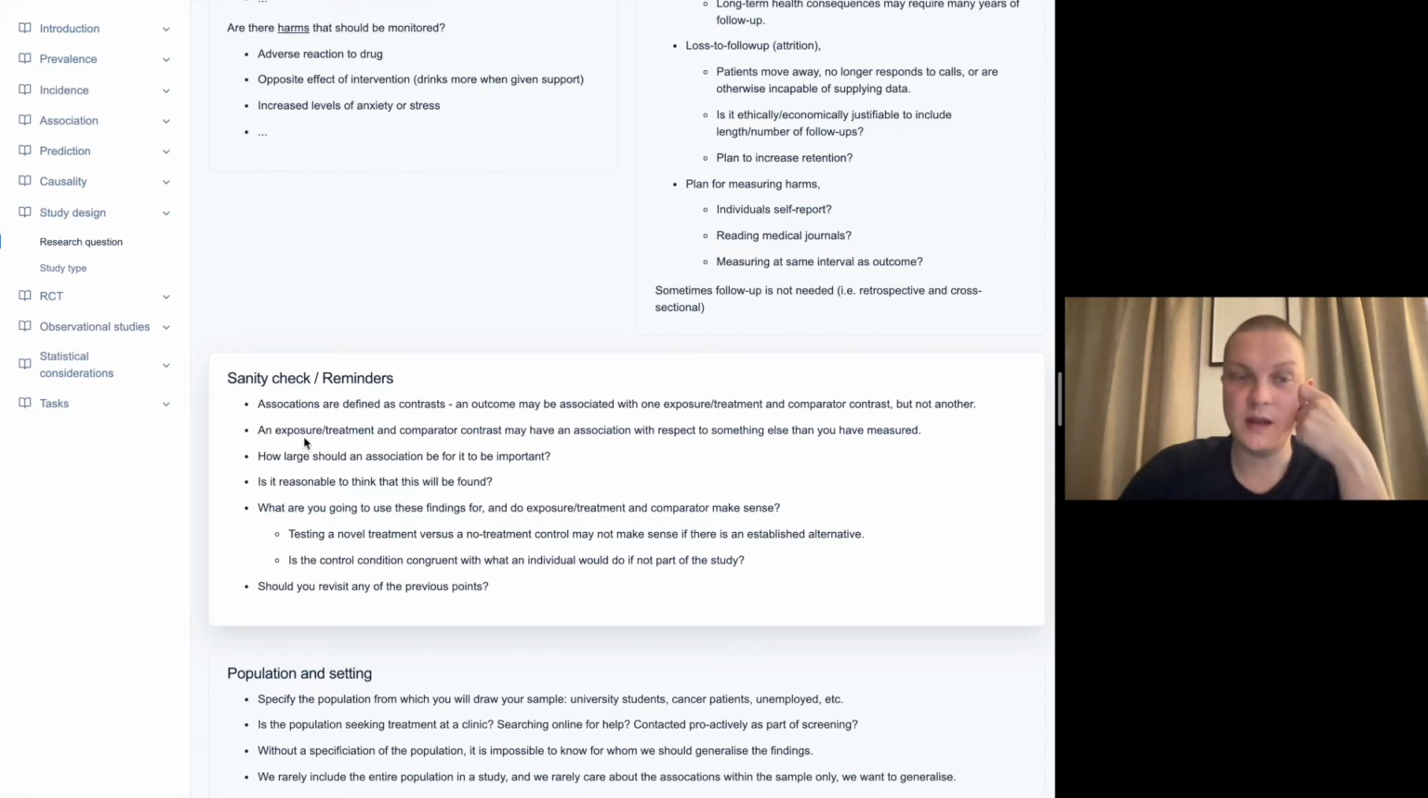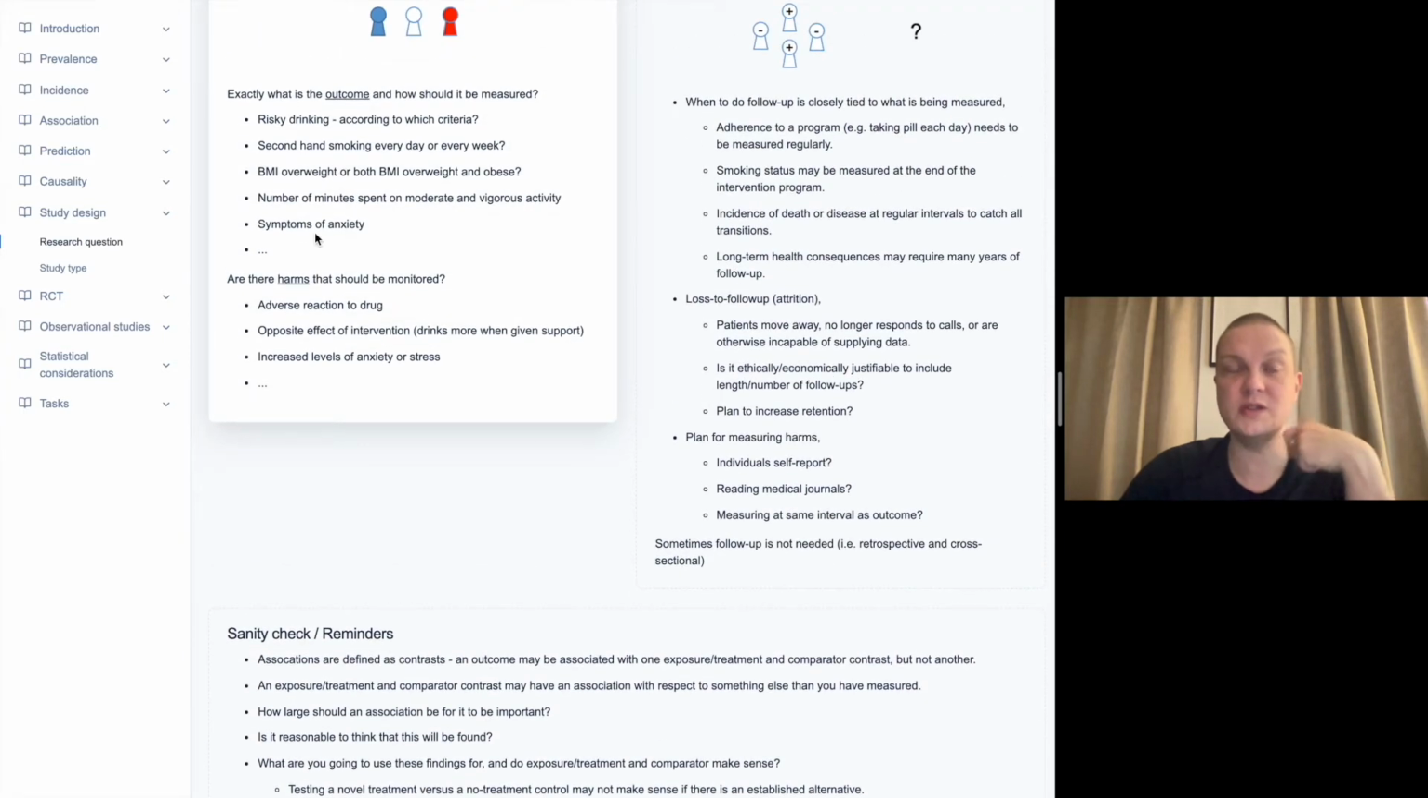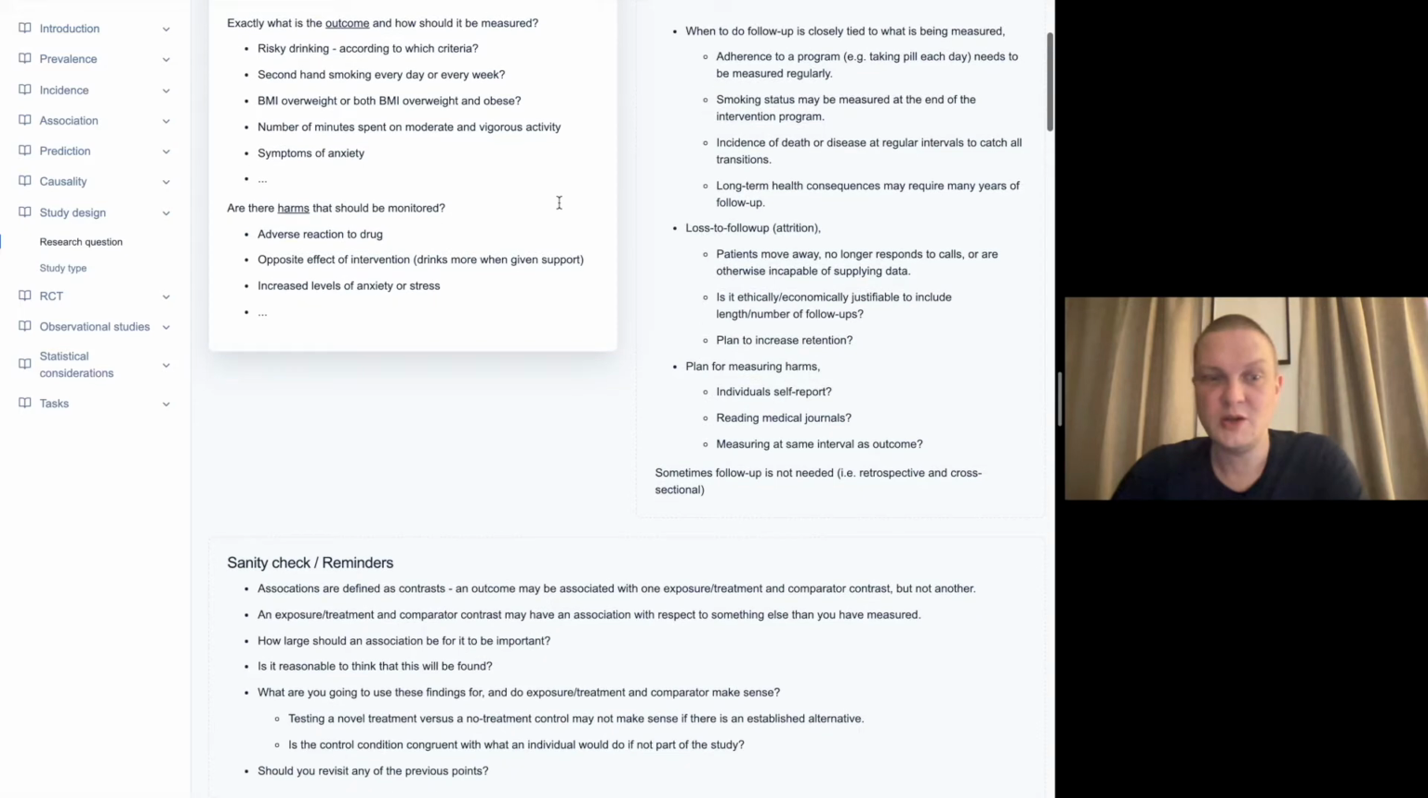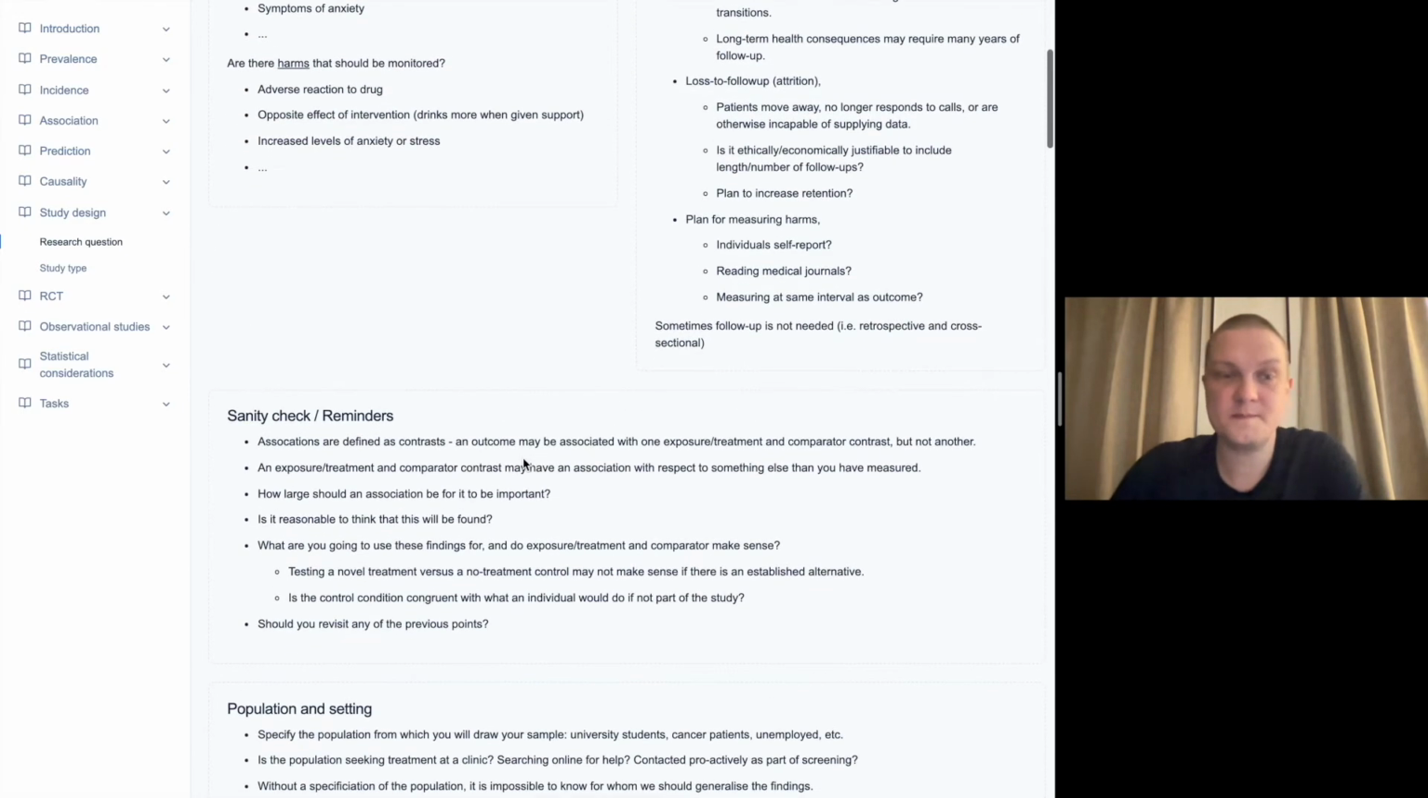Also remember that an exposure, treatment, and comparator contrast might have an association with respect to something other than what you measured. So you might have decided that you wanted to measure number of minutes spent on moderate and vigorous activity. That was your outcome that you're interested in. And you might find that the effects of your app aren't that big. That doesn't mean that it doesn't have an effect on something else, like sedentary behavior, but you didn't measure it. So, are you measuring the right thing?